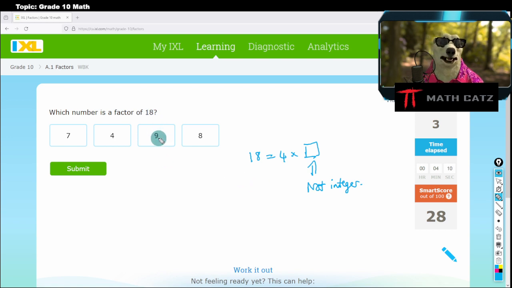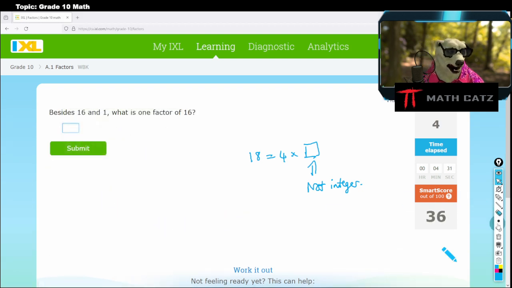18 can, however, be written as 9 times something, and that something is another integer too. And 18 cannot be written as 8 times another integer. So in this sense, we're only talking about integers, and 9 is a factor.